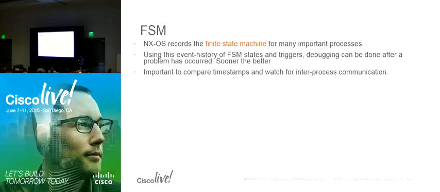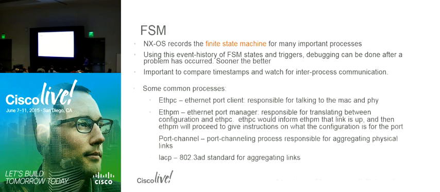So I'm going to go over a case study on how this can be useful. Also, sometimes you'll have to compare timestamps, sometimes even across switches. So it's good to have a common NTP or common clock source across all your switches in your network. Here are some of the common processes, but like I said, we have event histories for almost every process.